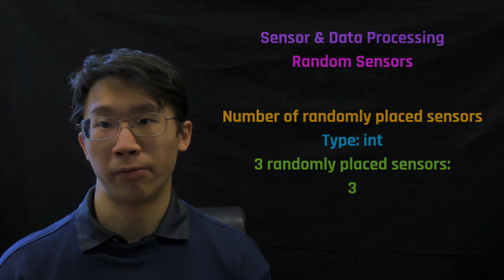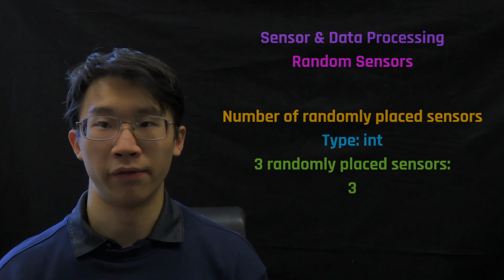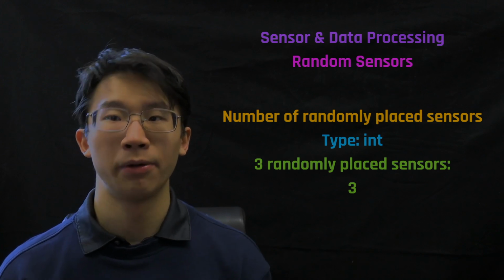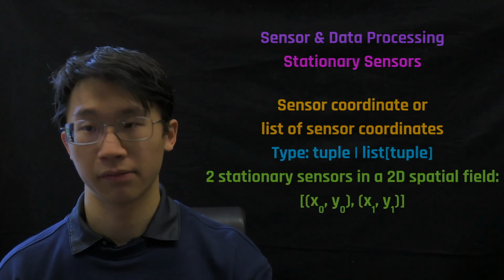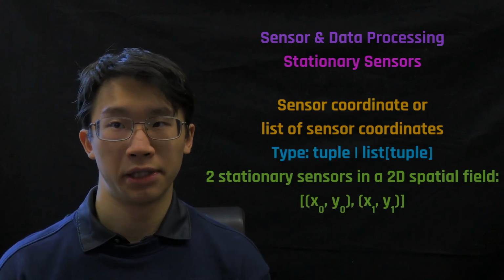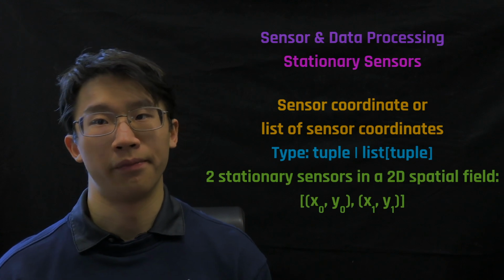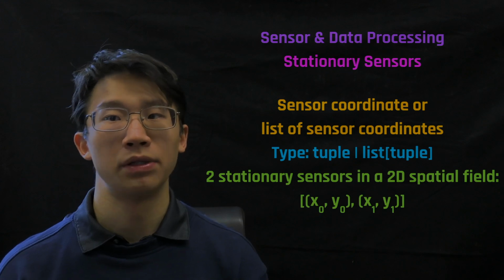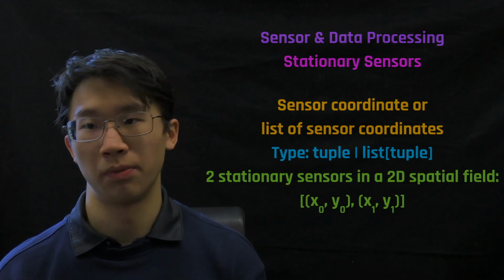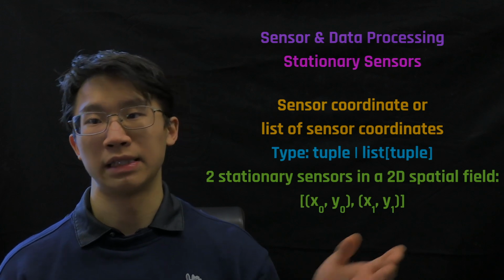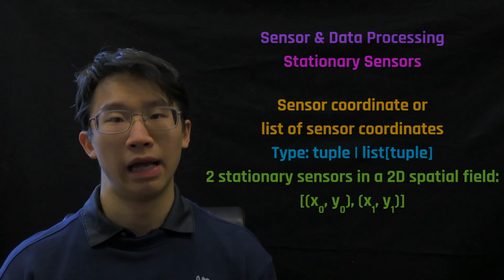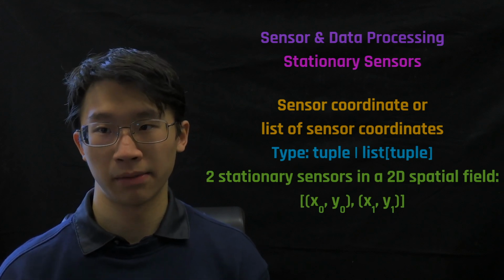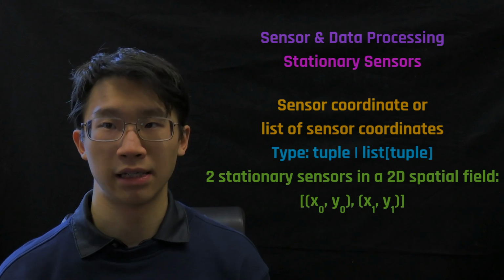And then you have your random sensors. This is the number of randomly placed sensors that you want. So it is an integer type, and if you want 3 randomly placed sensors, you can just put 3. For the stationary sensors parameter, this is the sensor coordinate or lists of sensor coordinates you want to use. So this is of type tuple, or a list of tuples if you have multiple stationary sensors. Now we have an example here where we have 2 stationary sensors in a 2D spatial field. So we have x0, y0, which is the location of the first sensor, and x1, y1, the location of the second sensor.